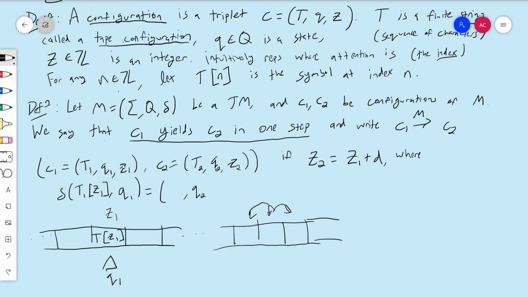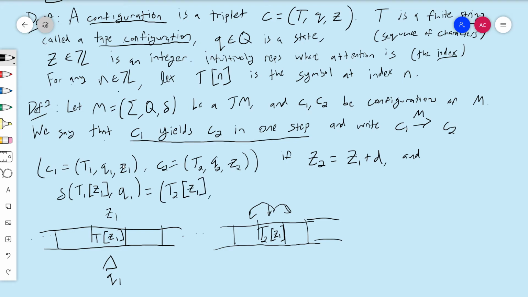What does delta have to be? Whatever D is here, that's the D that's right here. So Z2 has to be Z1 plus D, where D is the third argument given by delta. And then also, I'm going to replace this with an AND: delta of T1 of Z1, comma Q1 has to equal, the next symbol has to be whatever T2 of Z1 is. That has to be what's there in the next state.